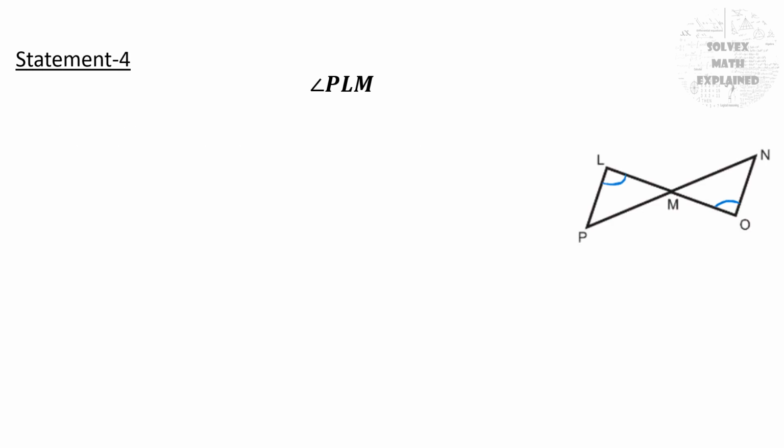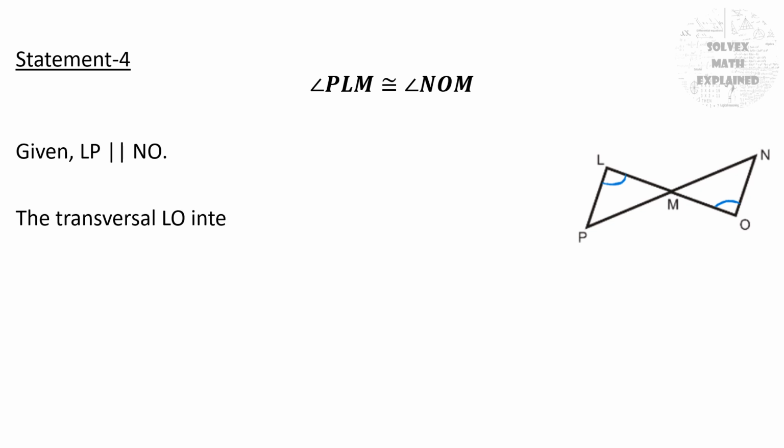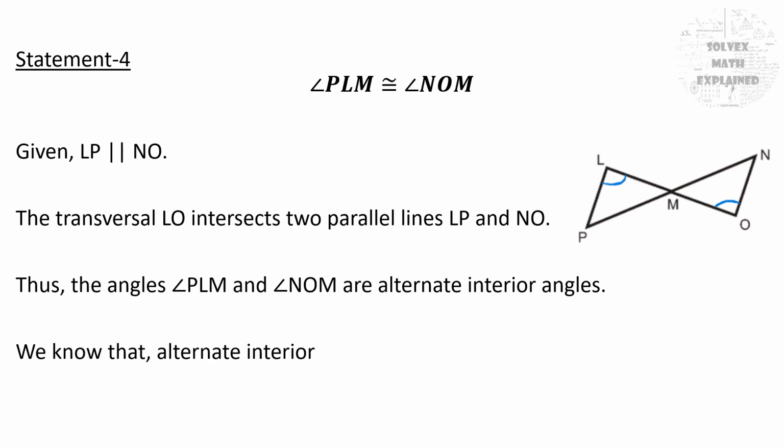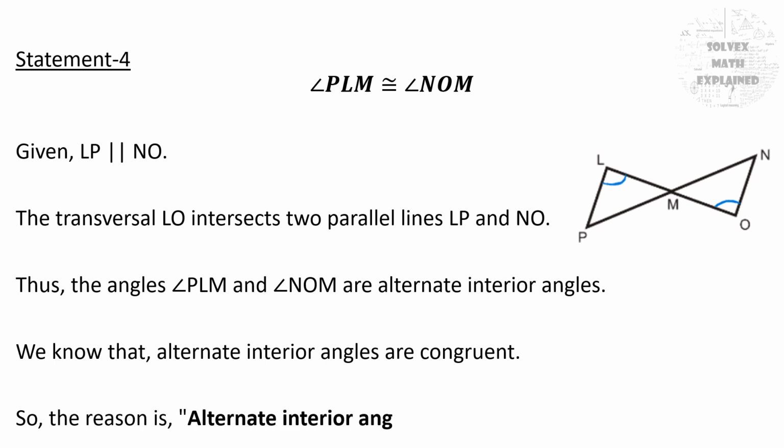Similarly, the fourth statement can be written as angle PLM is congruent to angle NOM, because LP is parallel to NO, and the line LO intersects parallel lines LP and NO. Considering LO as the transversal, the angles angle PLM and angle NOM are alternate interior angles. We know that alternate interior angles are congruent. So, the reason for the fourth statement is alternate interior angles.